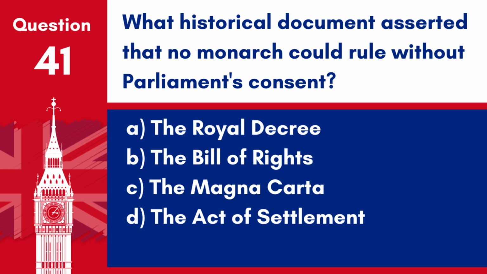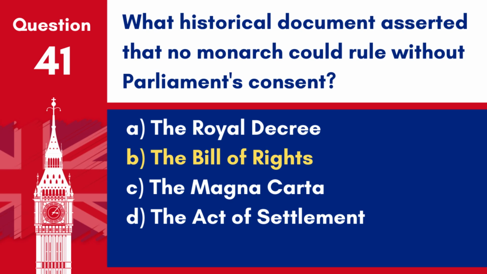Question 41. What historical document asserted that no monarch could rule without Parliament's consent? A. The Royal Decree. B. The Bill of Rights. C. The Magna Carta. D. The Act of Settlement.